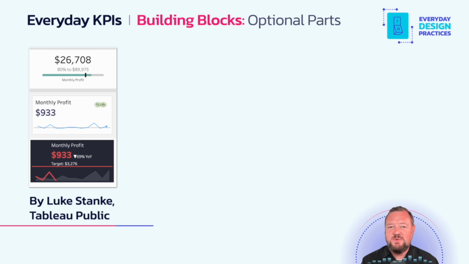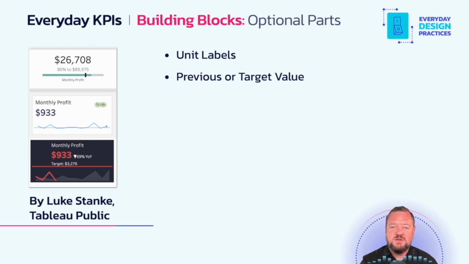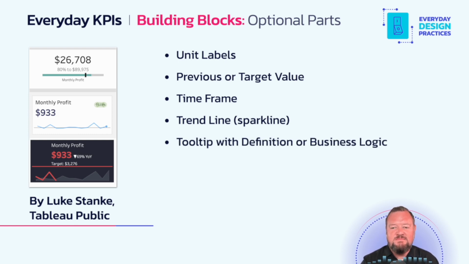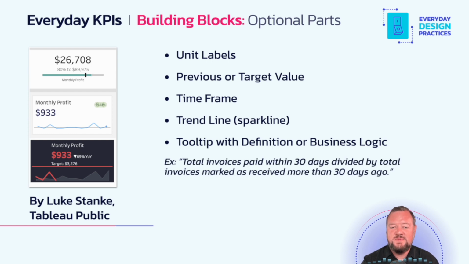All of the things that you brought up are variations on this theme that build on top of the building blocks that I was just showing. They may be optional or necessary depending on a particular business situation, right? So you're going to have that extra labeling. You might include the numerical value for a previous or target, or like Jonathan, you said, the numerator and denominator if you're measuring a rate. Something about time frame. You might include a trend line instead of just the number, and some kind of definition or business logic, right?